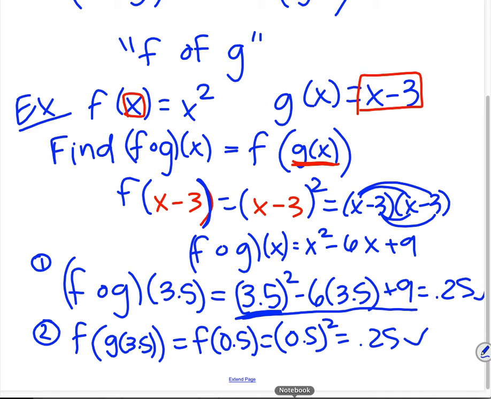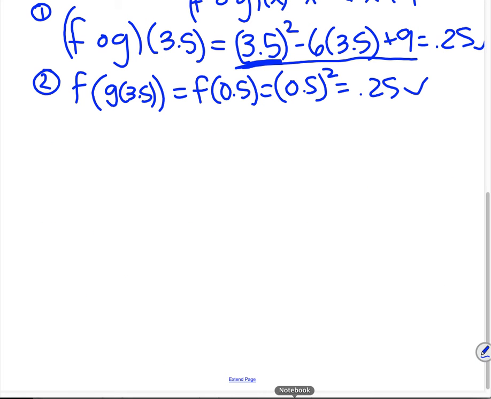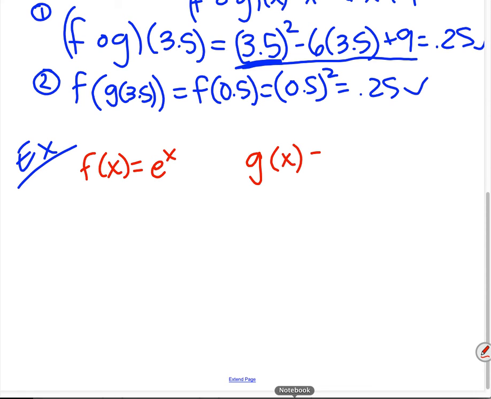So composition works kind of like that. You can do composition with any of our functions. So another example, just to have another example of composition. Let's use f of x as e to the x this time, and g of x as the square root of x.